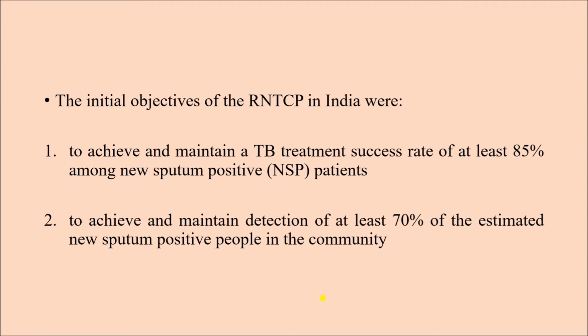The initial objectives are like, we have to detect at least 70% of the new sputum smear positive cases in the community. So if there are about 200 new sputum smear cases in the community, we need to identify at least 140 of them, that is 70%. The more we get, the better it is, but it has to be at least 70%. Also, those who have been identified, when the treatment is started, we must ensure that there is at least 85% treatment success rate. That means by the time they finish their treatment, they will not have any bacilli in the specimen. So these are the two initial objectives of RNTCP: 70% of detection and 85% of treatment success rate.